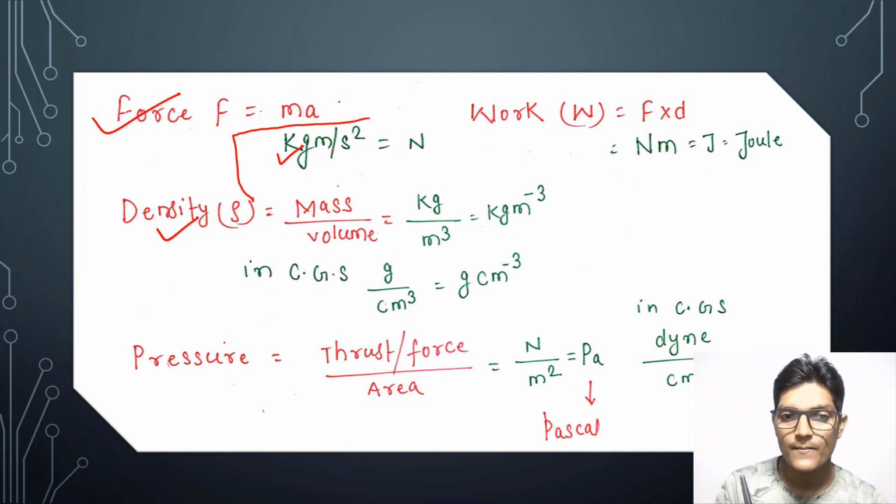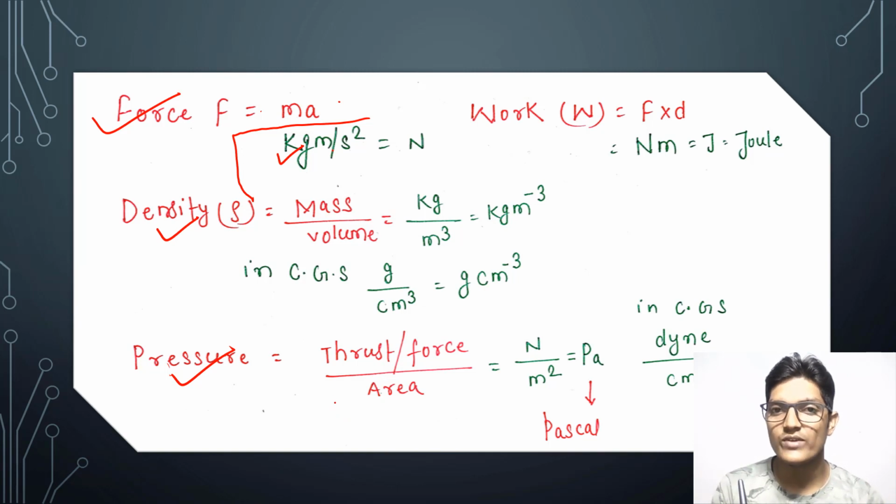Regarding pressure, you can see that it is equal to thrust upon area. For thrust, it is Newton, and for area, it is meter square. So Newton per meter square is known as Pascal. Okay, so we have our different units here. Now, how can we derive those units?